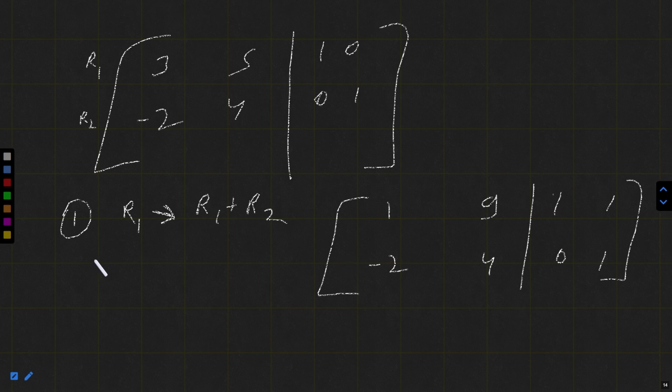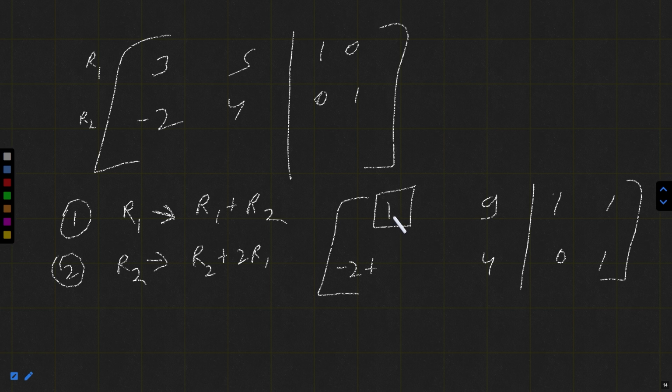Simple. Now the second operation I will be doing: as I have to make an identity here, I make 1 here. Now I want this thing to be 0. So the change will be in R2, and the change will be R2 plus 2R1. This means minus 2 plus entry of R1.